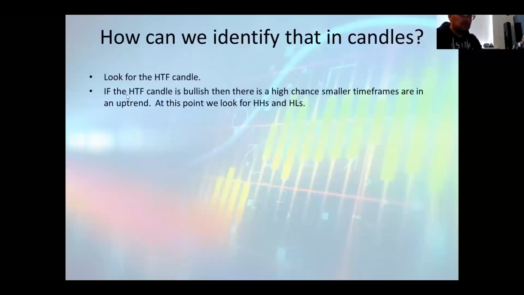Okay, if the high time frame candle is bullish, then there's a high chance small time frames are in an uptrend. At this point, we look for higher highs and higher lows. Make sense?